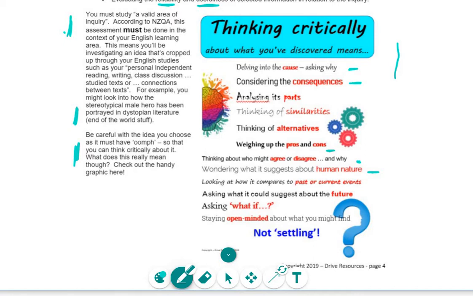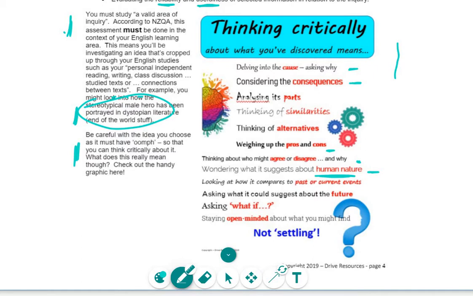So if you have a look at our example up here, how the stereotypical male hero has been portrayed in dystopian literature, one of the things I've noticed is that there seems to be stronger women coming through now. Why is that? What's happening to the men? I don't know. It's certainly changed from years ago, it was real Superman stuff, and I think the male hero is becoming more sensitive, for example. So what does this suggest about human nature? Well, perhaps we appreciate those traits a bit more, things like that.